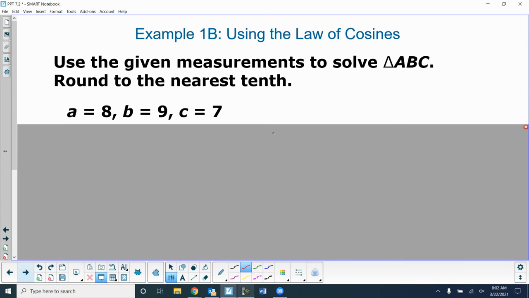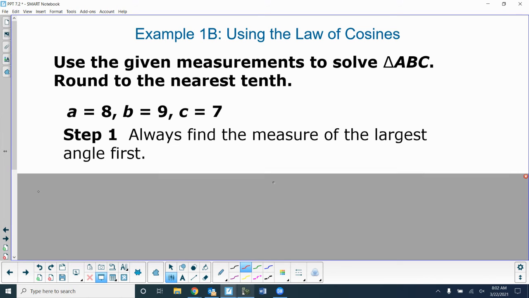All right, when you got side, side, side, you got to find the measure of the largest angle first. So which one's going to be the largest angle? B, because the longest side is B. Understand that? So whatever side's longest, that's the angle we're going to try to find, because that's going to be the biggest angle.